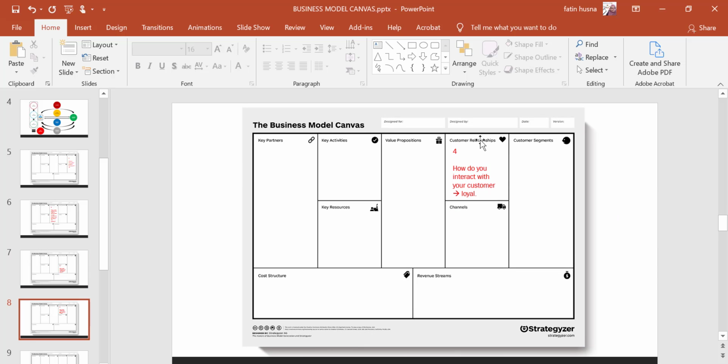Okay, next is customer relationship. How do you interact with your customer until they become loyal? Okay, this is not interaction on a very basic level. For example, like commenting, replying. No, that is not the kind of interaction that I want you to put in there. It's interaction or activity of business that can make your customer become loyal.